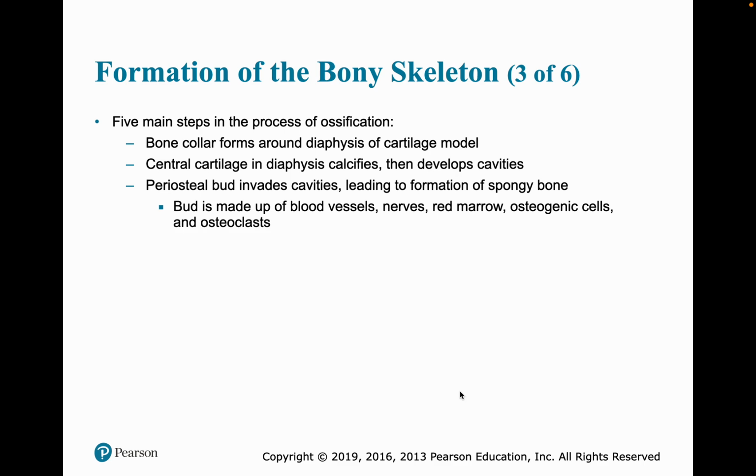Bone collar will form around the diaphysis of the cartilage model. Central cartilage in the diaphysis will then calcify and then develop the cavities. Periosteal bud will invade the cavities, leading to the formation of spongy bone. So the bud is made up of blood vessels, nerves, red marrow, osteogenic cells, and osteoclasts.